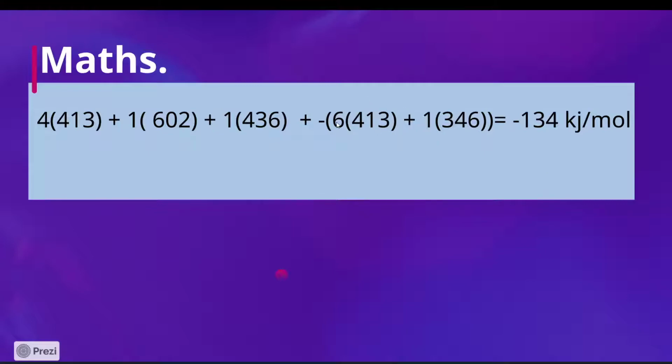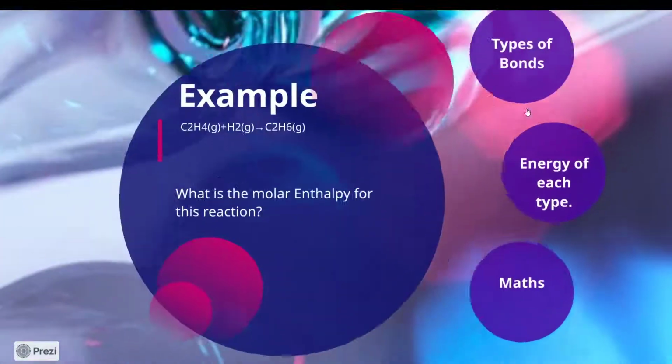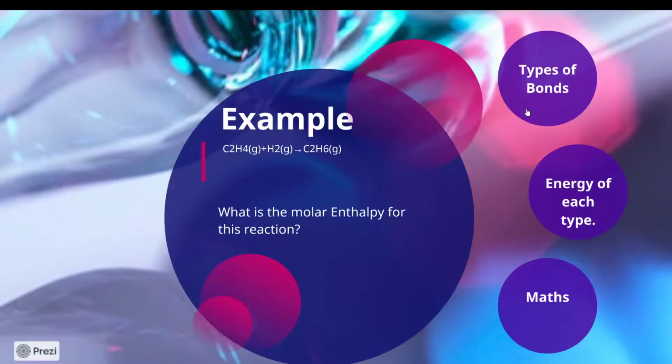Notice that for the bonds that were formed, we made a nice little negative here. And altogether we should get negative 134 kilojoules per mole. Now this means it doesn't take energy, but it releases energy when this compound is made. So this reaction ends up being exothermic. All right, and so that's the basic type and example for working through a problem like this.